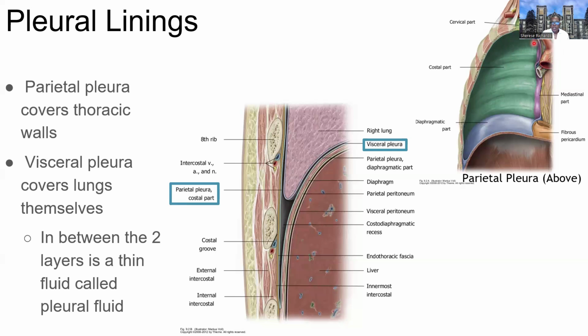So I'll go over that one more time. The mediastinal part in the middle, the diaphragmatic part on the diaphragm, the costal part on the ribs, and then the cervical part up into the cervical region or the neck.